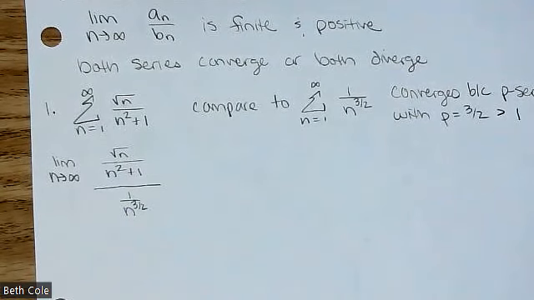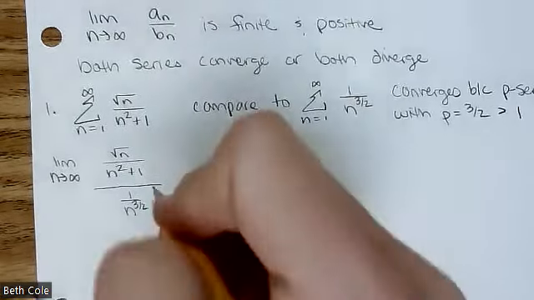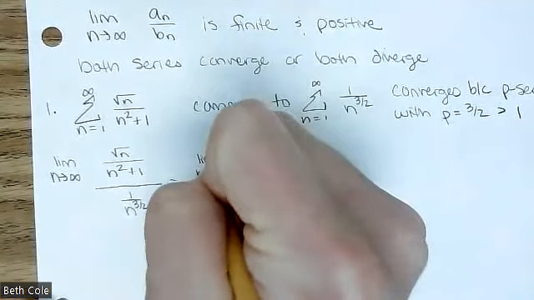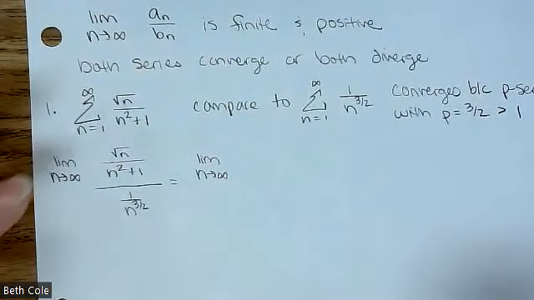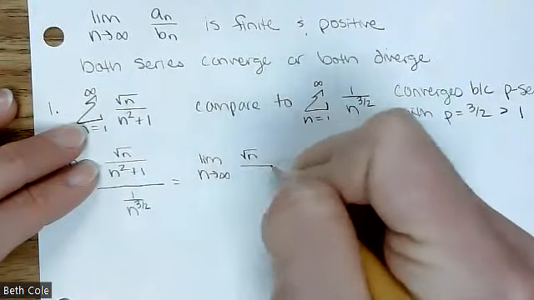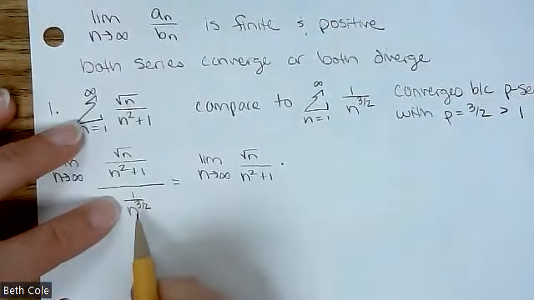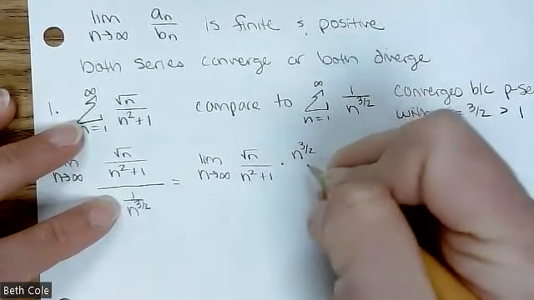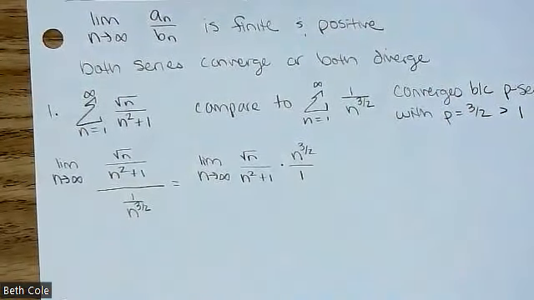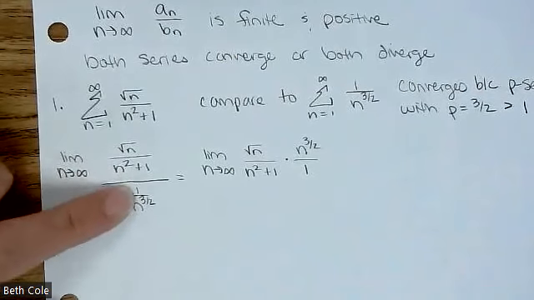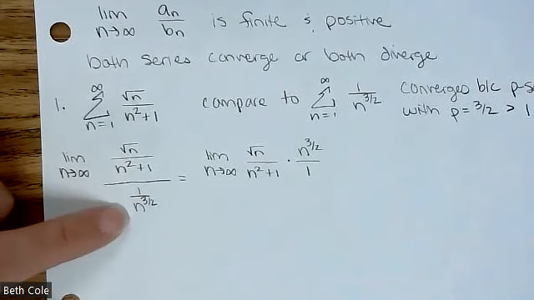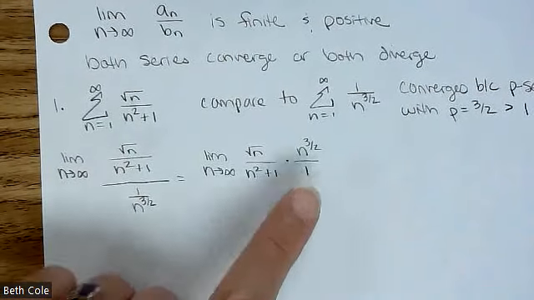Now, when you divide by a fraction, you multiply by the reciprocal. So this is going to be the limit as n goes to infinity. I'm going to keep this first part the same, and I'm just going to flip this over, so it'll be n to the 3/2 over 1. Again, this step always looks completely awful because you have a fraction over another fraction, but then you just reciprocate it.